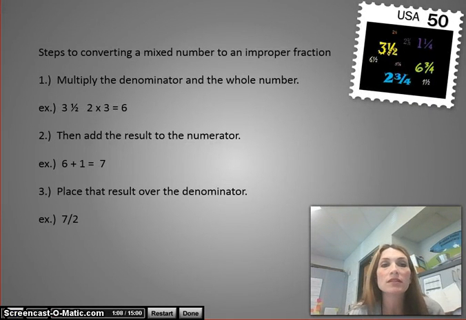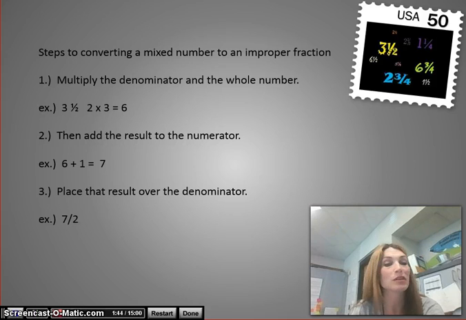I wanted to just review the steps of converting a mixed number to an improper fraction. If we took the fraction 3 1/2, what we would do is multiply the denominator and the whole number. So I would multiply 2 times 3, which would give me 6. Then I am going to add 6 to the numerator, which is 1. So 6 plus 1 is 7. And then I place that result over the original denominator, which is 7 over 2. So 3 1/2 is equal to 7 halves.